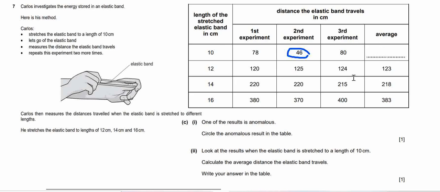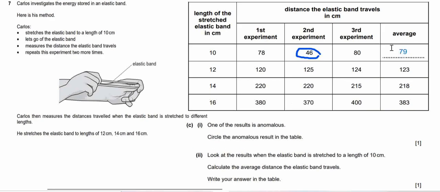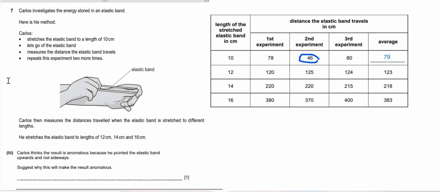Alright, let's open up the answer, guys. So we write 79, the average. So we discard 46, then we just only take 78 plus 80 divided by 2. 78 plus 80 divided by 2 will get 79. That will be your answer. Next, we move on. Alright, now we are in 7C part 3, the same question. Carlos thinks the result is anomalous because he pointed the elastic band upwards and not sideways. This one, the anomalous part. Suggest why this will make the result anomalous. 10 seconds from now.